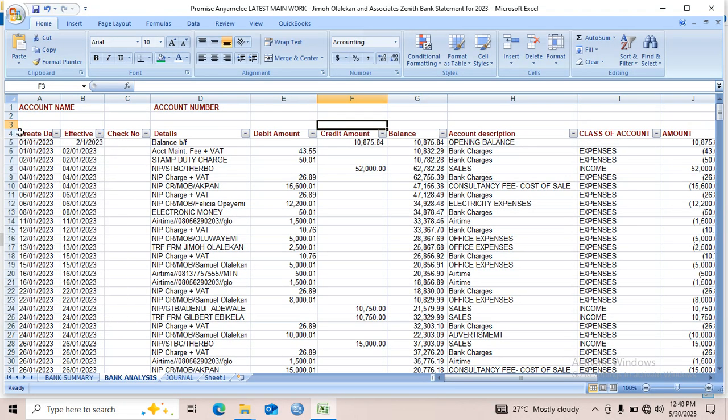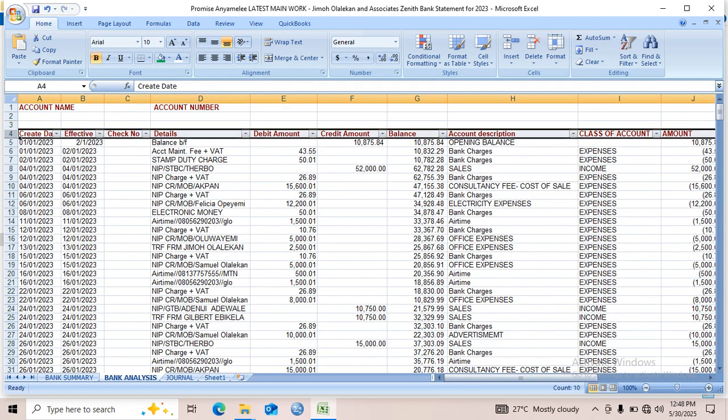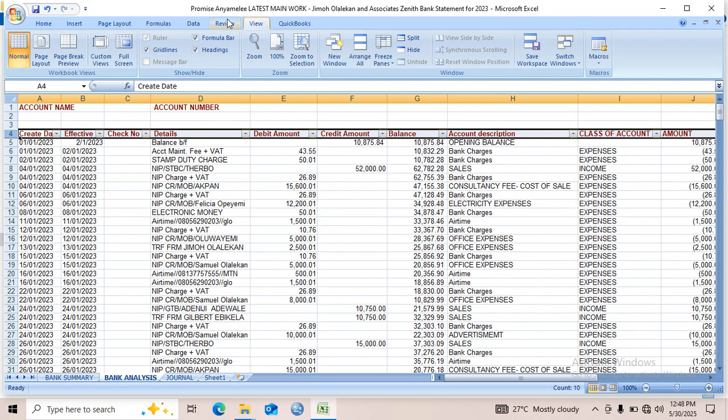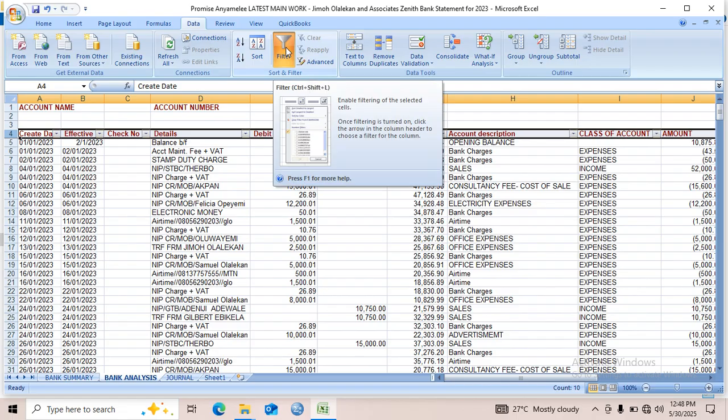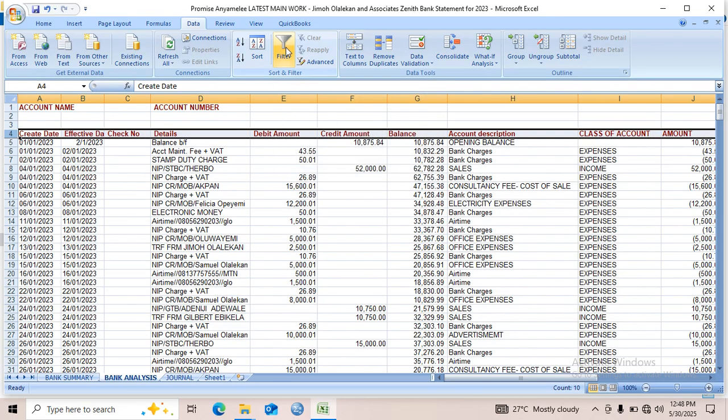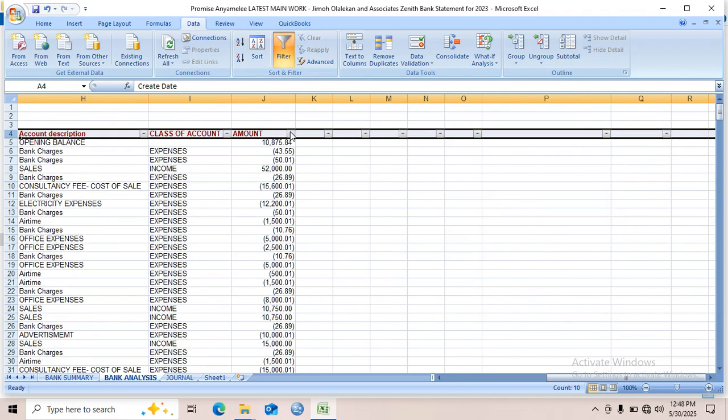And in order to put the arrows, that is the filter. Just come to the heading and click the number there. So let me remove the arrow first. You go to your view. No, you come to your data. That is the data aspect. Come to filter. So once you click filter, you remove it. But once you click the filter back, the arrow will be there.